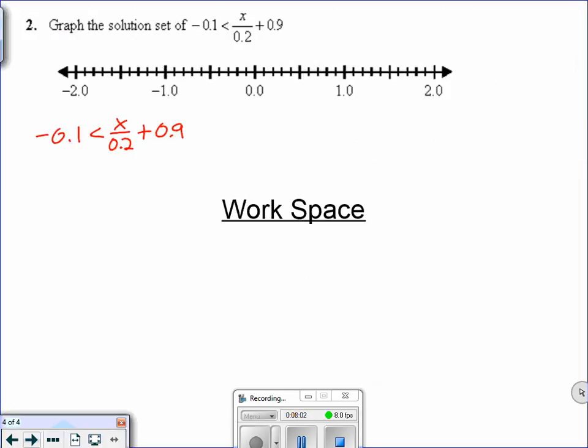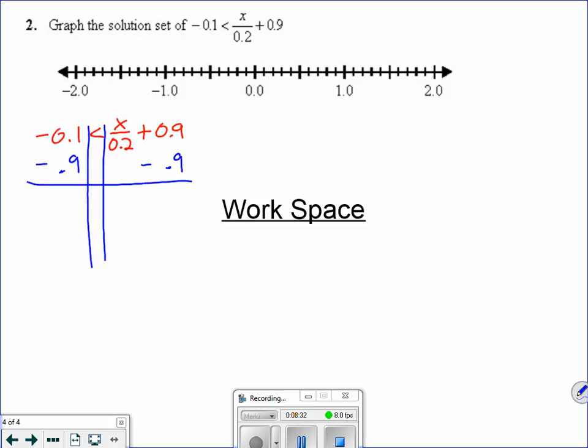One last one here, number 2. This one, we've got negative 0.1 less than x over 0.2 plus 0.9. Now this time, the x over 0.2 is by itself, and then you take that, divide, and add the 0.9. So the first thing I need to do here is subtract that 0.9. When I take negative 0.1 minus 0.9, I get negative 1. It's less than x over 0.2.